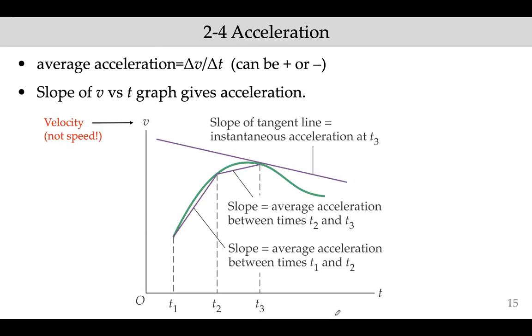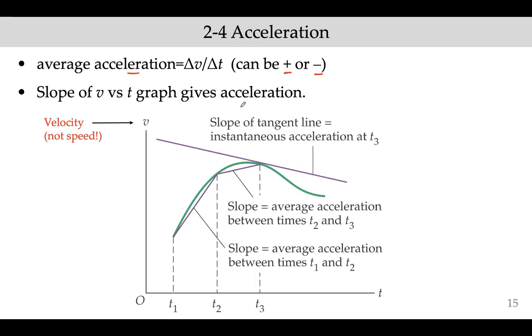Now, let's move to average acceleration. The definition looks just like the average velocity, but instead of x divided by t, here we have v divided by t. And because acceleration is a vector, again, it could be positive or negative.